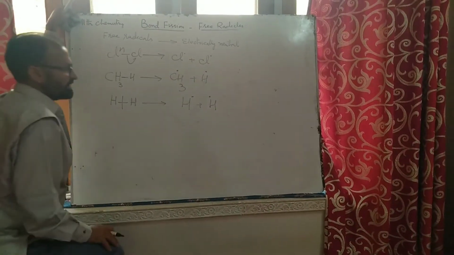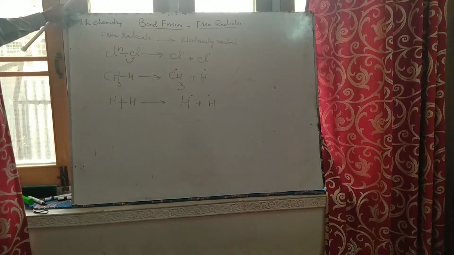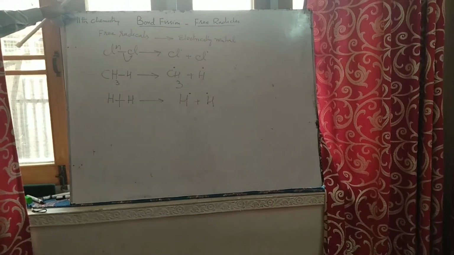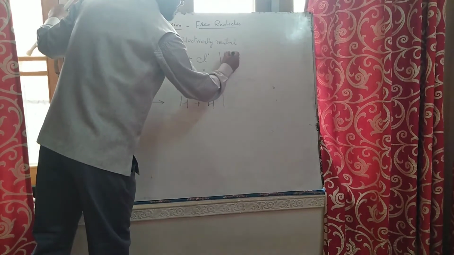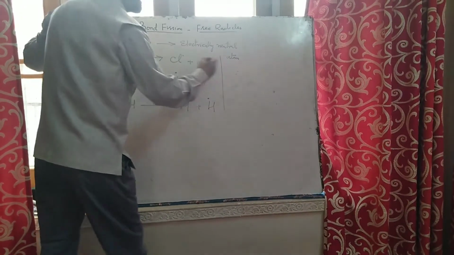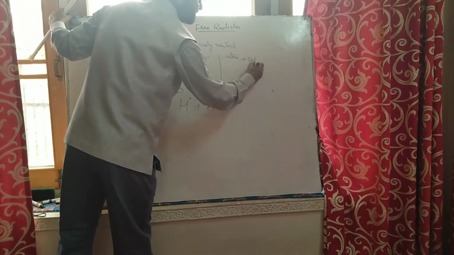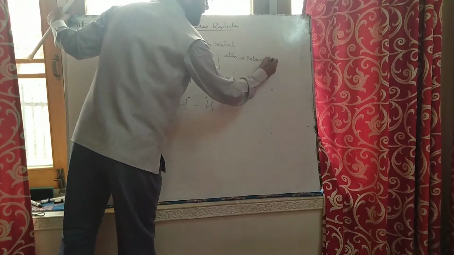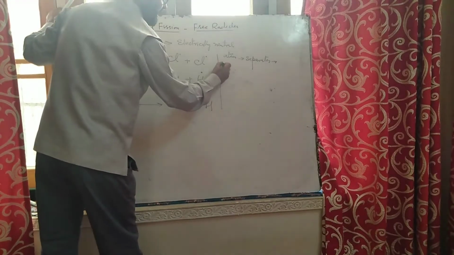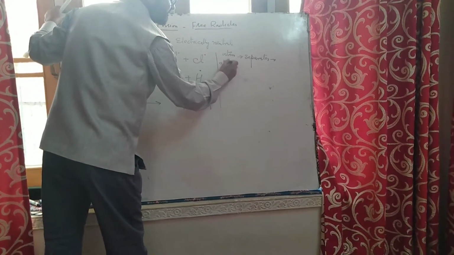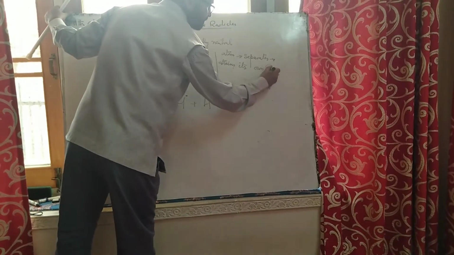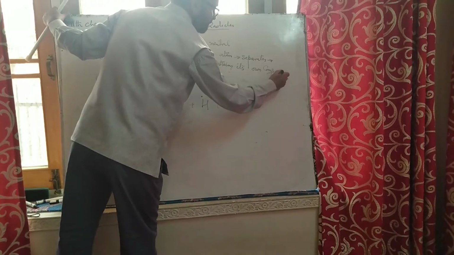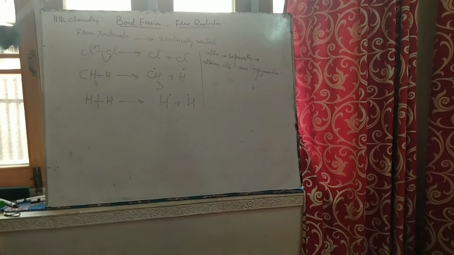So we get the free radical. In case of homolytic fission, the atom which separates attains its own configuration. You must remember, attains its own configuration. This is the homolytic fission.